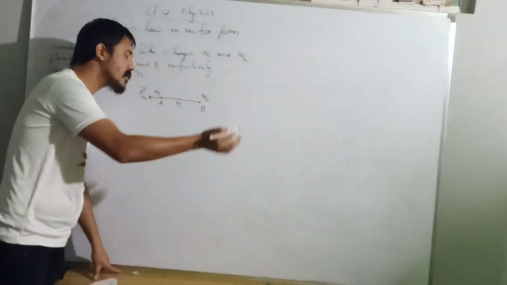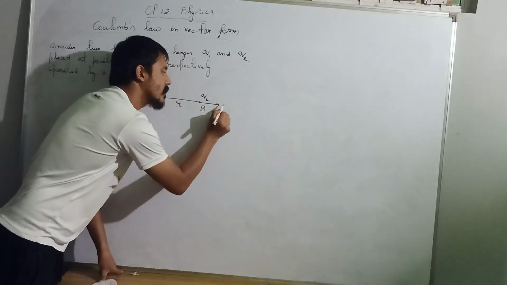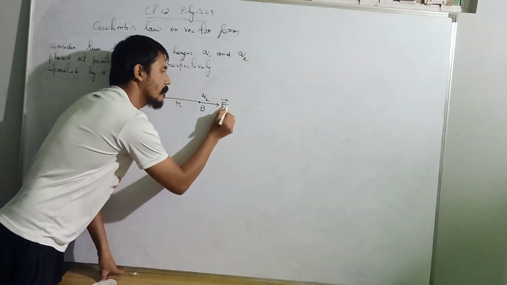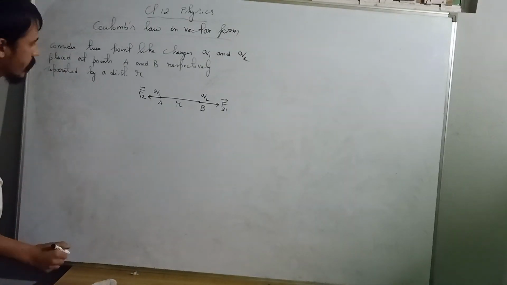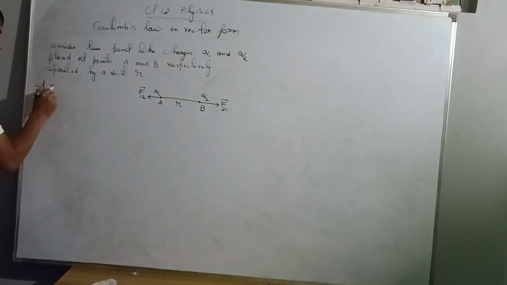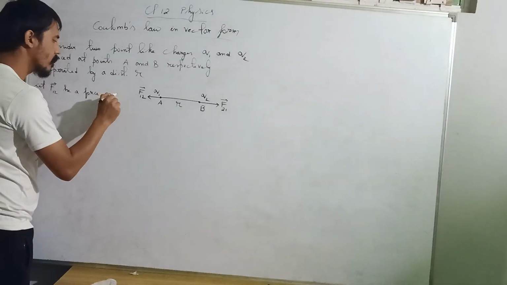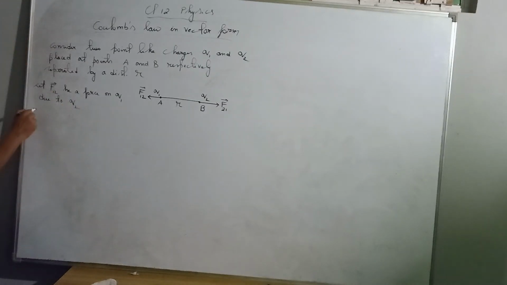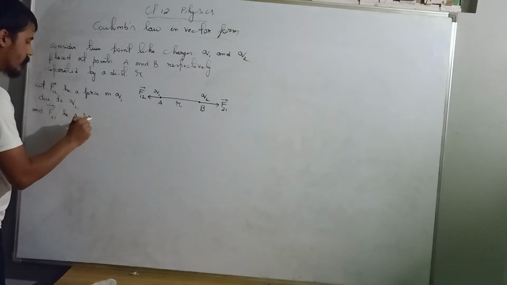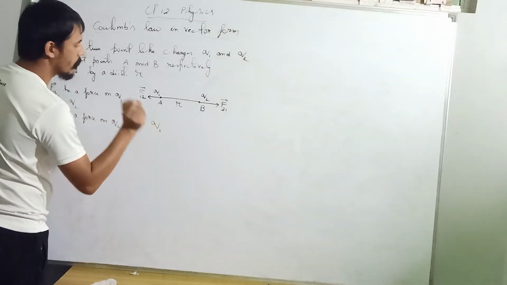And there will be another force acting on Q2 due to Q1, and that force will act in this direction. It has direction too: F21, the force on the second charge due to the first charge. So let me write that. Let F12 be the force on Q1 due to Q2, and F21 be the force on Q2 due to Q1.